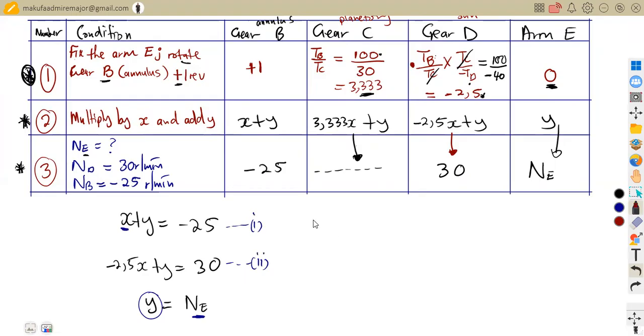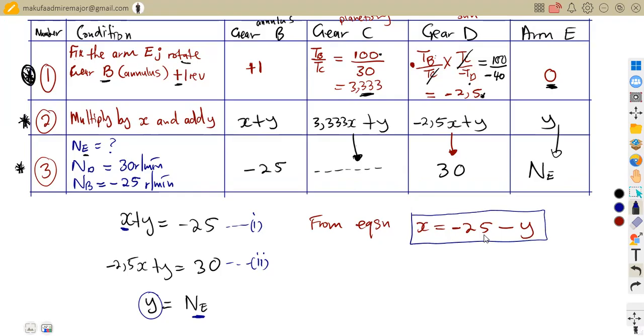Let's say this is my equation 1, this is my equation 2. From equation 1, let us make x the subject. So x is going to be equal to, y to this side is going to be a negative, so it's going to be minus 25 minus y. So this is another equation: X is equal to minus 25 minus y. With this value here, I'm going to substitute this into the second equation. So we substitute in equation 2.